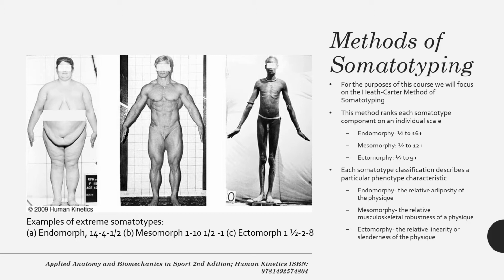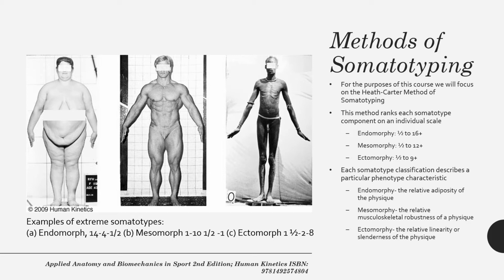Each of our somatotype classifications describes a particular phenotype characteristic, and phenotype is the physical manifestation of your genotype, or your genes. So we know that an individual that sits more with endomorphy is going to have relative adiposity of their physique, so they're going to carry lots of body fat. With mesomorphy, this person's going to have relative musculoskeletal robustness of their physique. And with ectomorphy, these individuals are going to be relatively linear and slender, in some ways petite, with their physique.